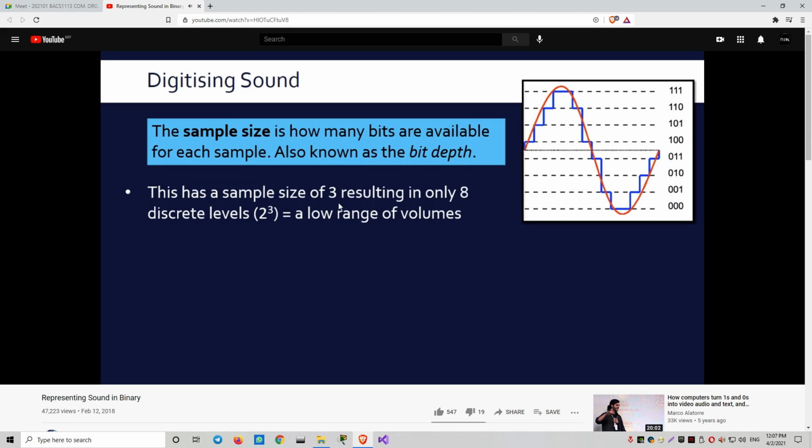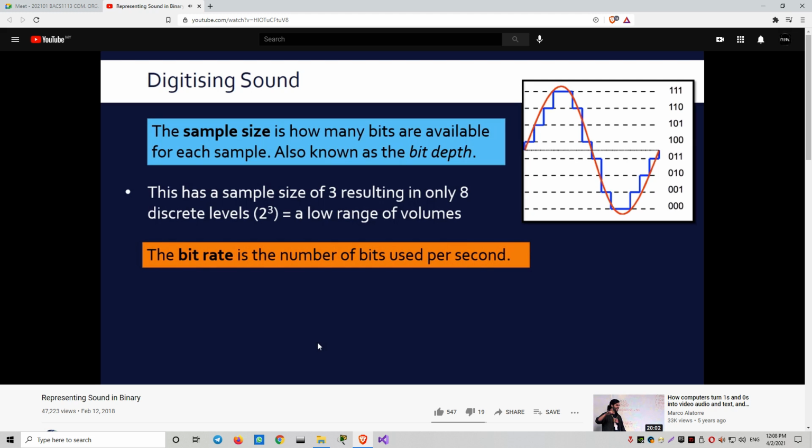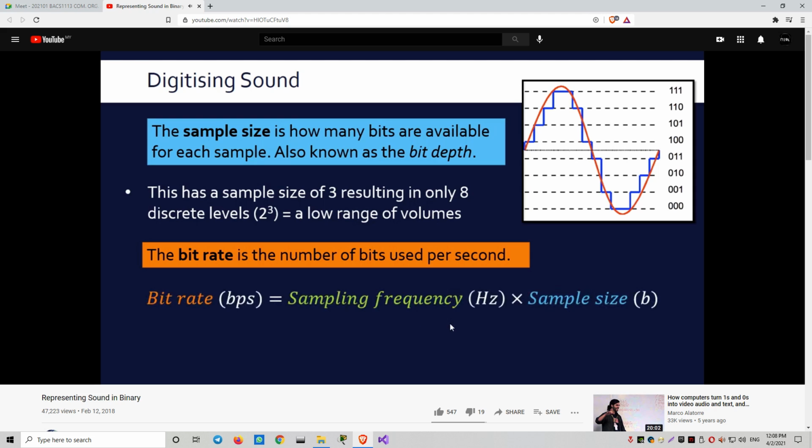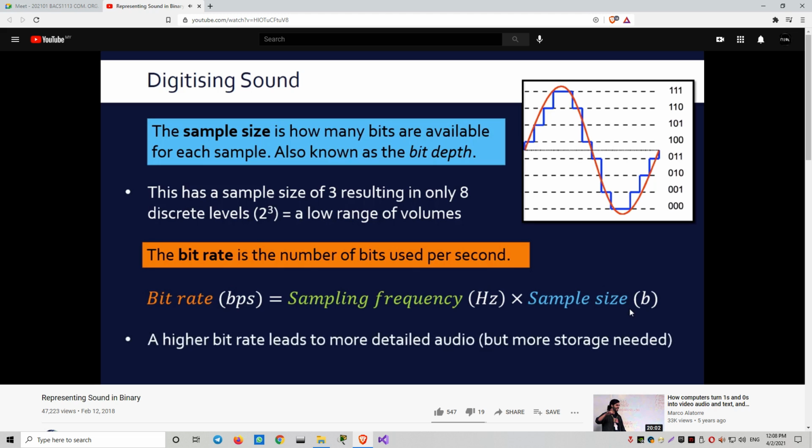Clearly, with a low range of volumes here, if we increase the sample size, we'd get a much more realistic range of volumes. Another term you need to know is the bit rate, which is the number of bits used per second, and this comes from the sampling frequency multiplied by the sample size. The base unit of bit rate is bits per second, and the other two units are hertz and just bits. This is like how much data needs to be stored per second, and this allows us to work out file sizes.